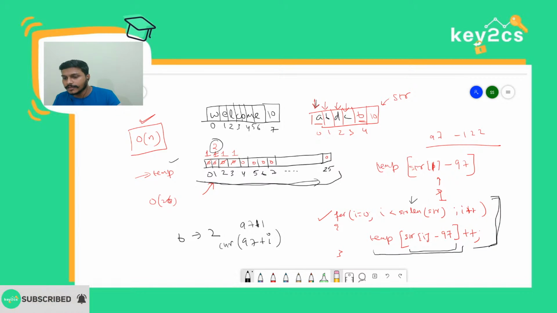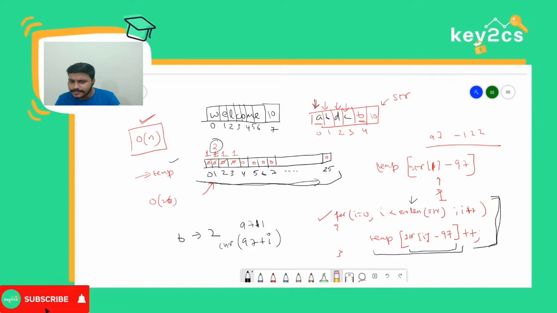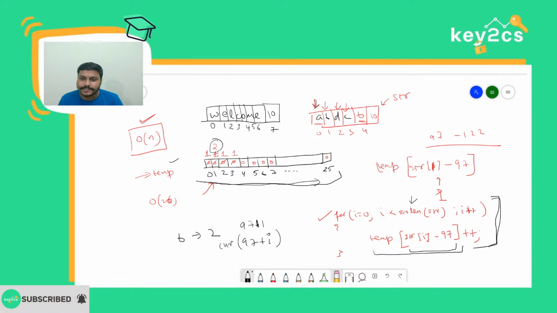Okay, third one, find out the number of unique characters. I think you can answer this now. Can you count the number of unique characters, or print the unique characters here? Like here in welcome, what are the unique characters, guys? W is unique, E is not unique, L is unique, C is unique, O is unique, and M is unique. So in total we have 5 unique characters there.